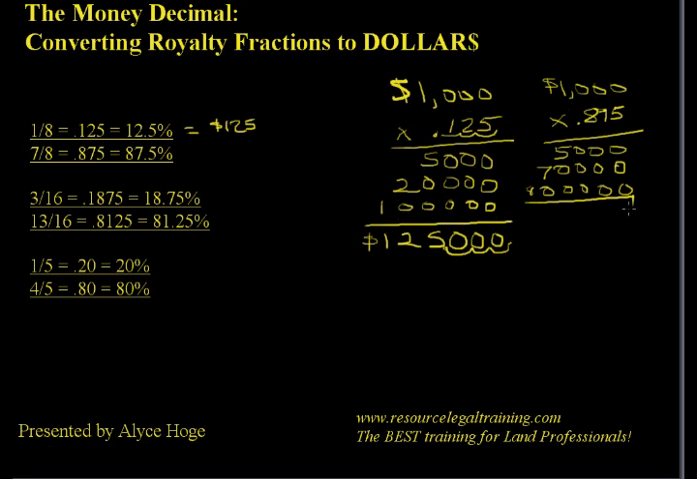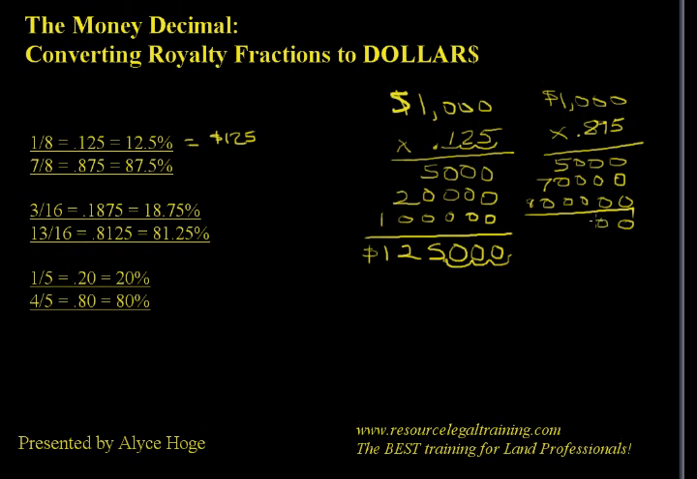Then we're going to add that up. That's going to be 0, 0, 0, 5, 7, 8. Now let's look at the decimal. We're going to have to move this decimal three places to get it to the end of the number. So we're going to move it over three places to the left down here. 1, 2, 3. Put the decimal there. That means our money decimal for the oil and gas company for their 7/8 working interest is going to be $875.